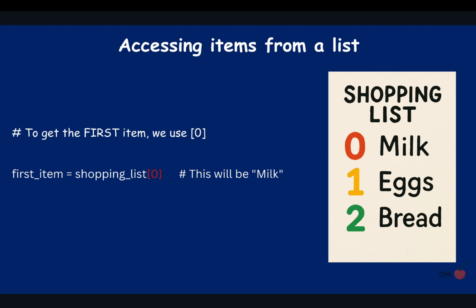This position is called the index. To get an item, we use its index in square brackets. So shopping list, brackets, index 0, position 0, will give us back milk.